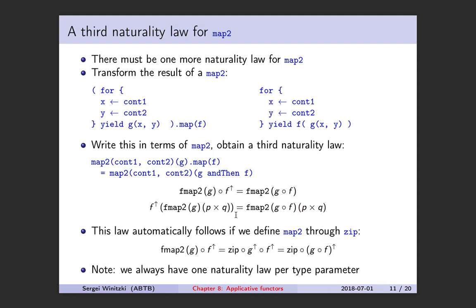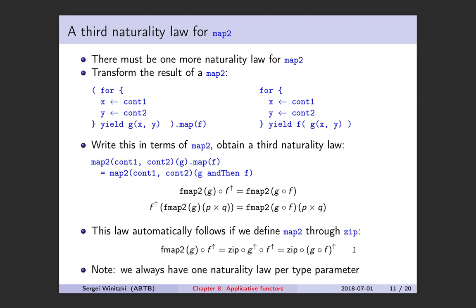Now, this law follows automatically if we define map2 through zip, because that's the definition. Fmap2 of G is this. But then clearly, if we apply some function f to the result, then it's the same as if we lifted the composition of G and f, because this is the functor composition law. So this is a very obvious property then, that this naturality with respect to transformation of the result of the map.